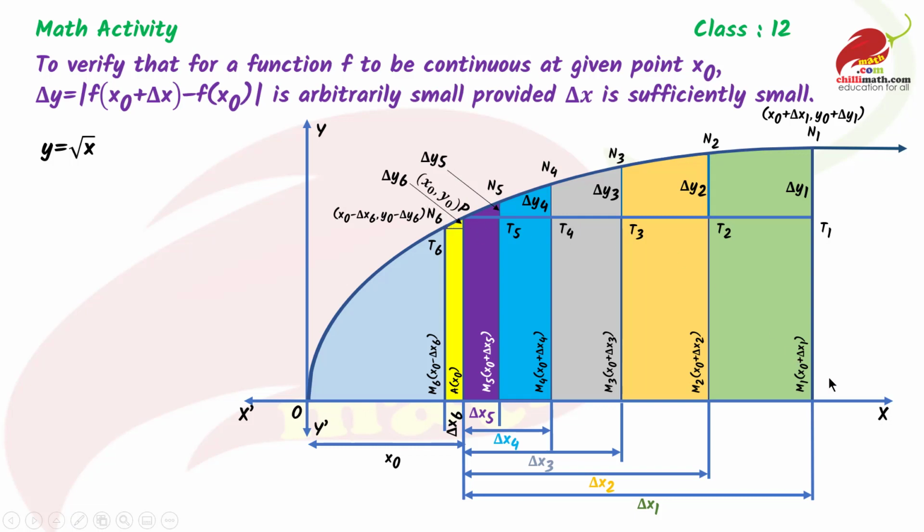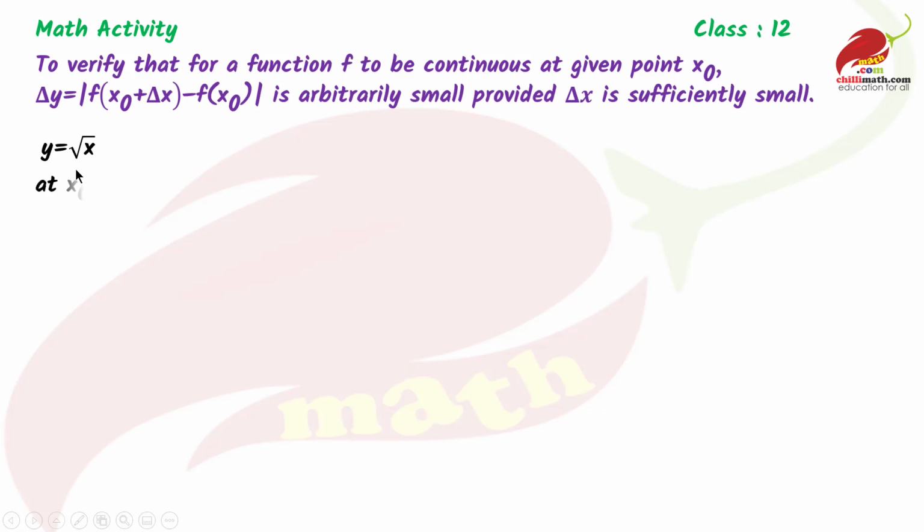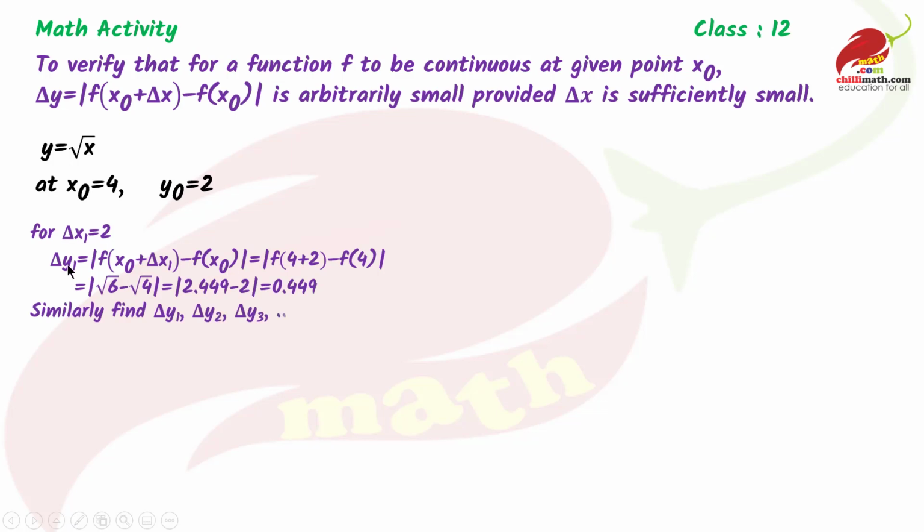Now let's put some points. Let's write the observation table by taking a few values. Our function is y equal to root x. Let x0 be 4, and by putting this 4 over here we get y0 equal to 2, because the square root of 4 is 2. Now let's take change in x equal to 2. Then how do we find change in y? We'll put in this function, that is modulus of f of x0 plus delta x1 minus f of x0. We have taken x0 as 4 and y0 as 2. So f of 4 plus 2, that is 6, minus f of x0, that is f of 4. f of 6 is root 6, f of 4 is root 4, root 6 is 2.449, root 4 is 2. Subtracting this, we get the positive value 0.449.